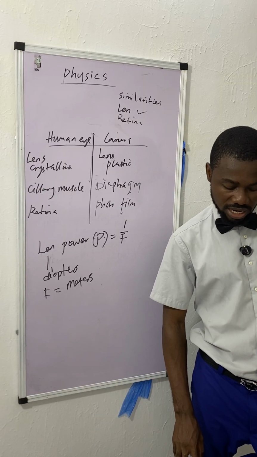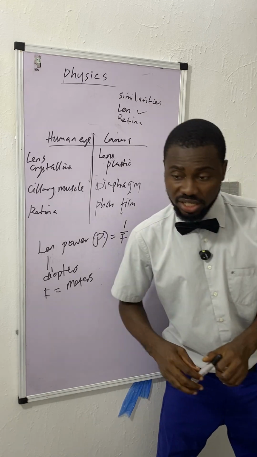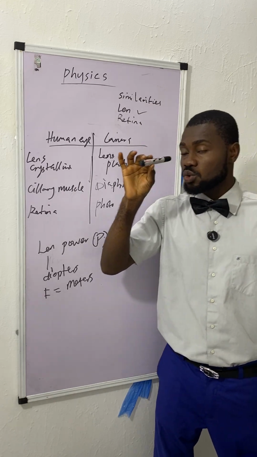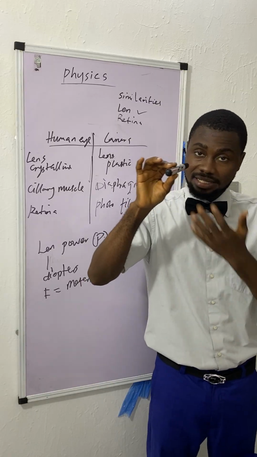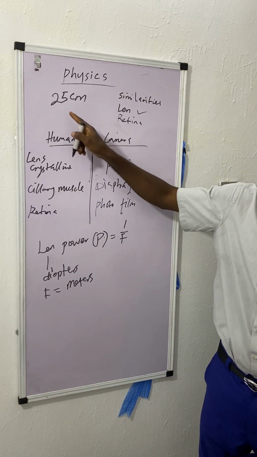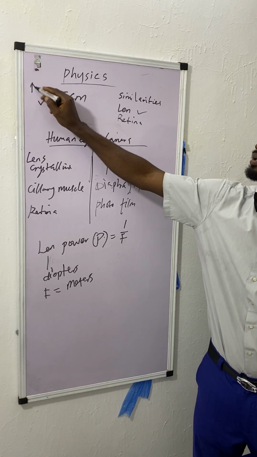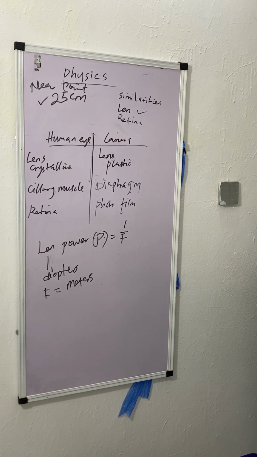There's something called near point and far point. Near point is the closest place you can put an object that your eye is able to focus it and make a clear image. Okay, that's near point. It's usually 25 centimeters for a normal eye. The far point is infinity in a normal eye.